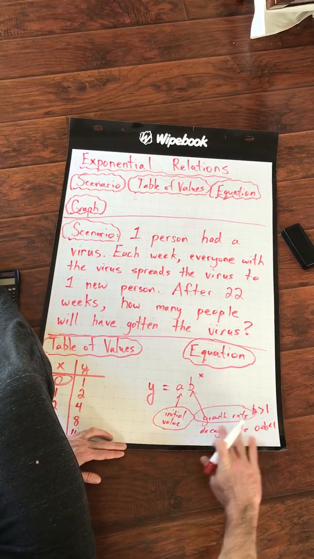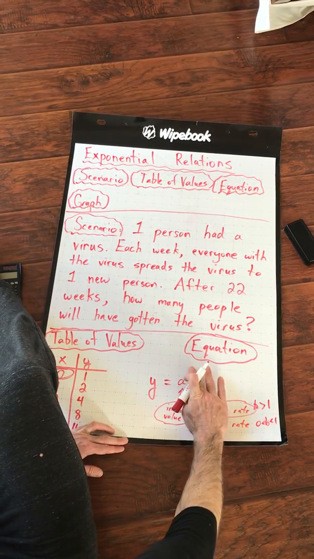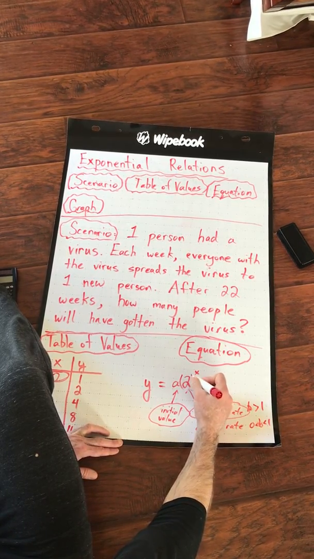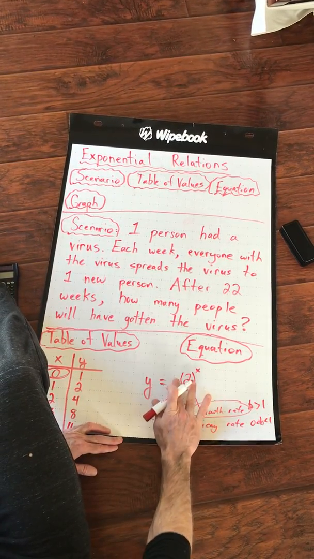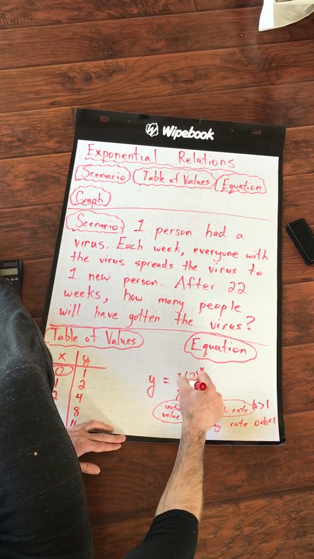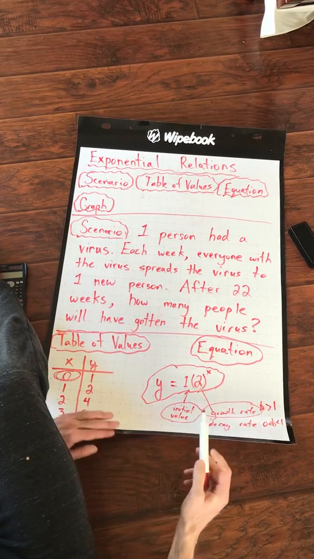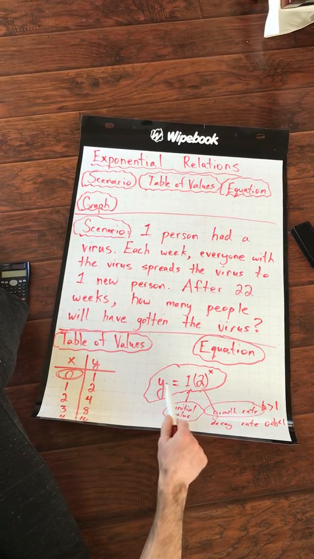In this case, our growth rate is 2 because it doubles. Times 2, times 2, times 2, times 2, times 2. And our initial value is 1 because it started with only one person. This is our equation. As you learned from online, the equation always looks the same way.